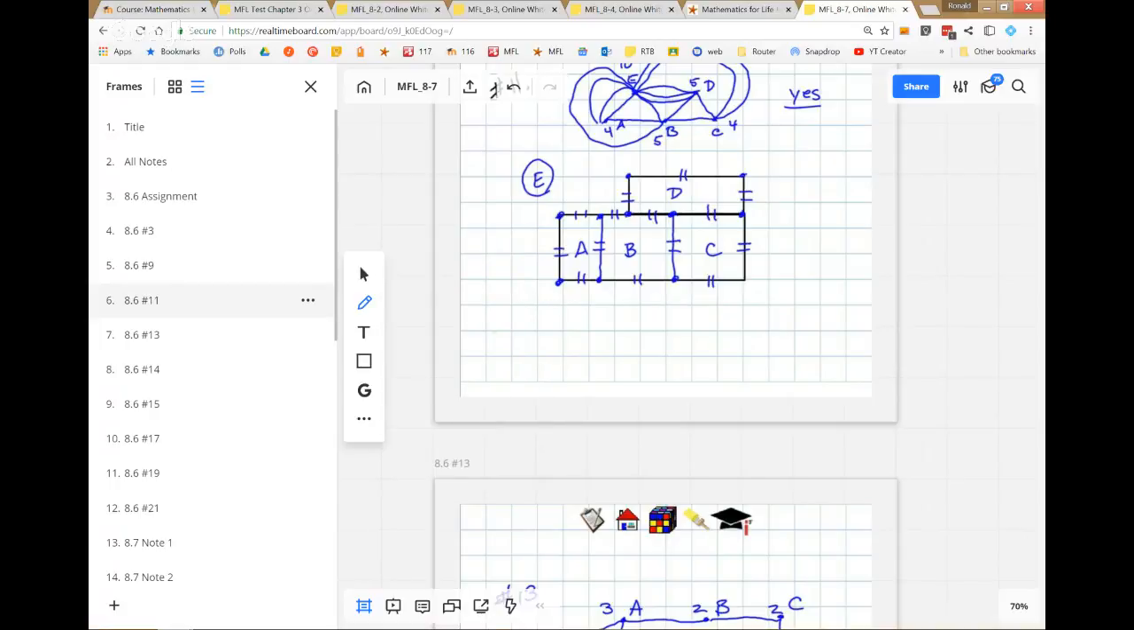The picture I drew there is of the network in the house plan on number 11, except that I drew in little doorways in every one of the walls, so to speak. Now there are 4 rooms, A, B, C, and D. So what you do is you just make a dot for each room.